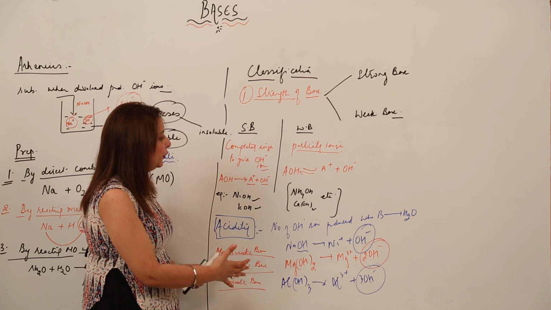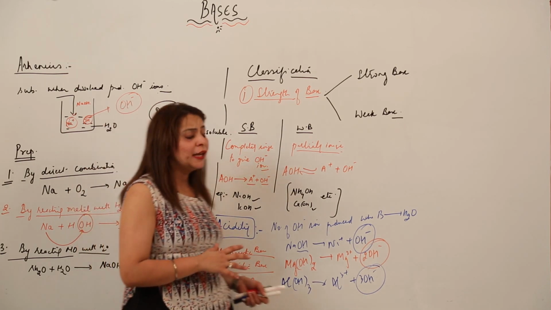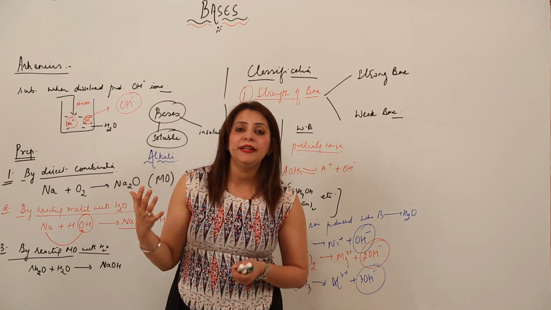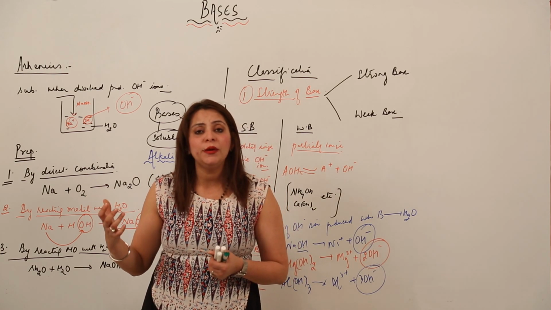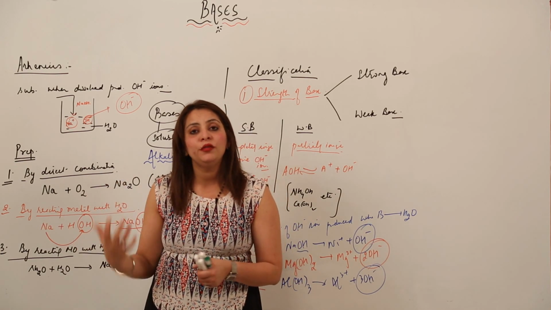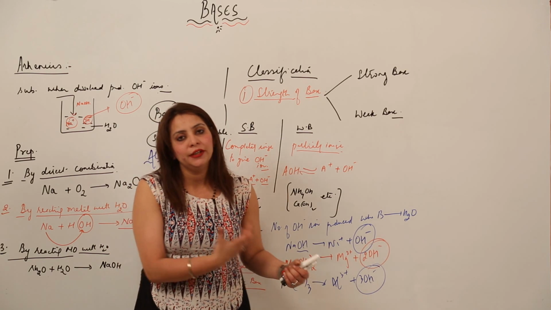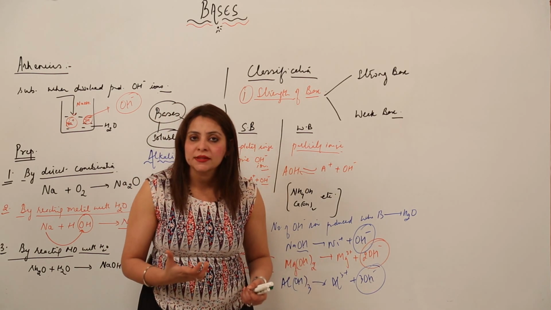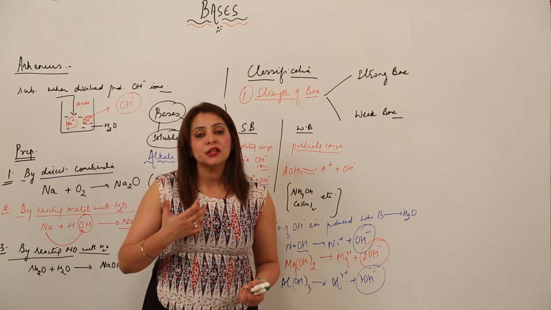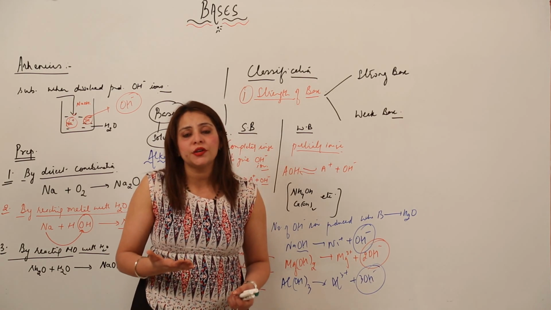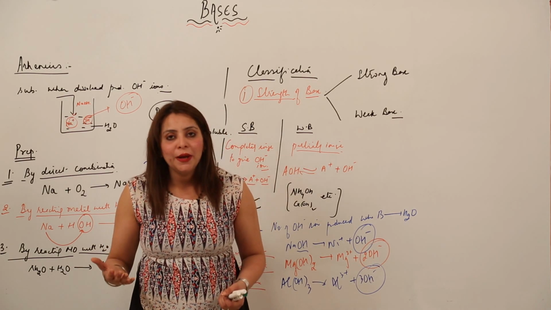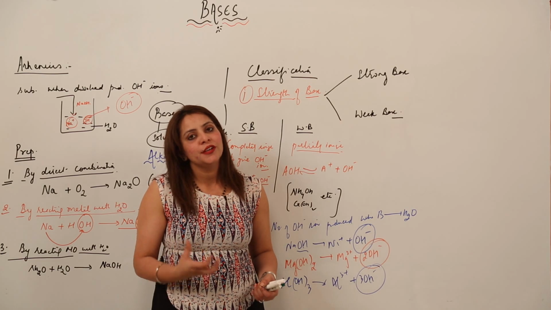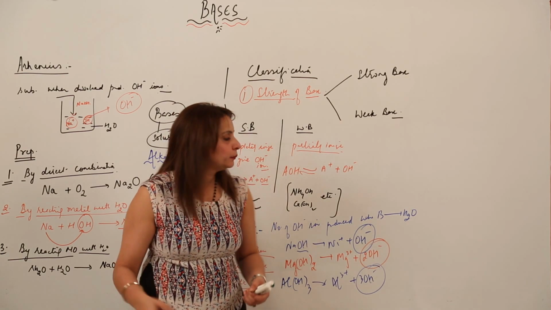So these are somewhat the properties. And moreover, like we had acids classified on the basis of water content, concentrated acid and dilute acid, likewise we have here the concentrated base and the dilute base. A base which contains more water is said to be a dilute base, and one which contains less water is said to be a concentrated base.